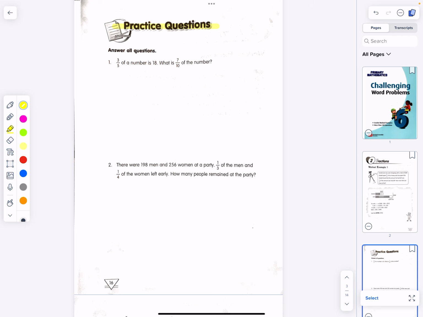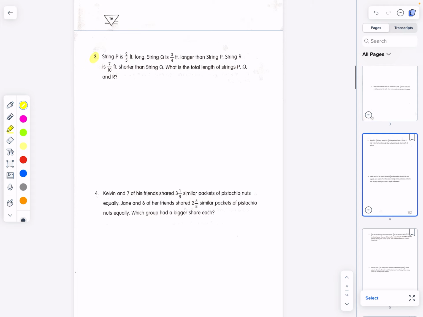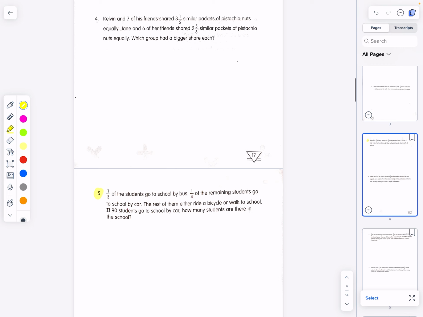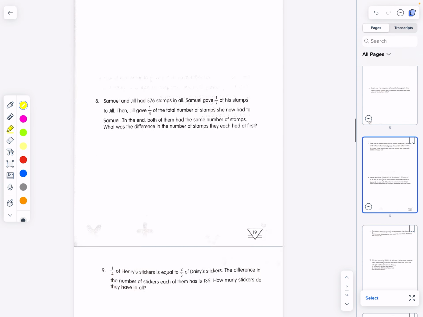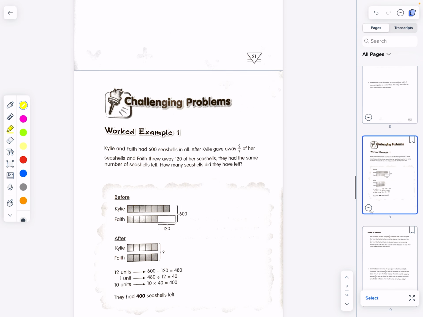First, we are going to only solve the odds, 1, 3, 5, and so on. And then at home, you can solve the evens. Notice that this chapter 2 on fractions contains two separate sections. One is called practice, and another one is called challenging problems, which are even harder than practice problems. So let's get to it.